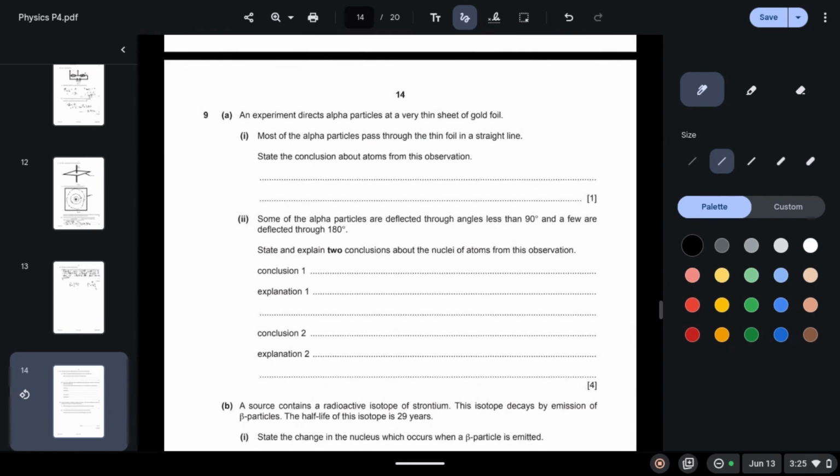Question 9. An experiment directs alpha particles at a very thin sheet of gold foil. Most of the alpha particles pass through the thin foil in a straight line. State the conclusion about atoms from this observation. So this tells us that most of the atom is empty space.